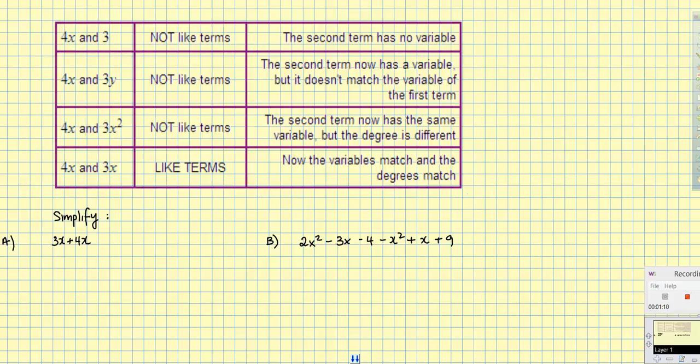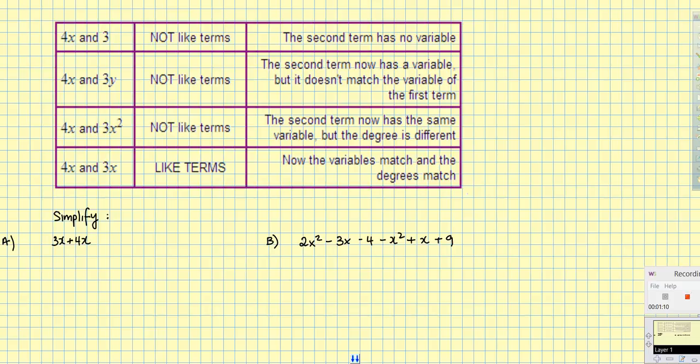Now if we take a quick look at this table, we know that 4x and 3 are not like terms. They are both considered monomials, but they are not like terms. The 3 has no variable on it, while the first one does, 4x, x being the variable. The second example, 4x and 3y, are not considered like terms either, simply because x and y don't have the same variable. It doesn't matter what the actual coefficient is, the 4 and the 3, as long as the variables are the same, then we can add them or subtract them.